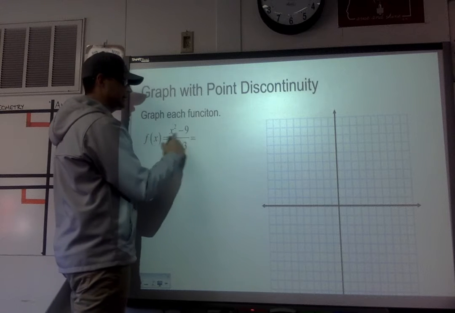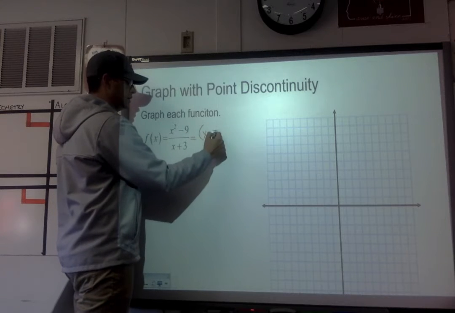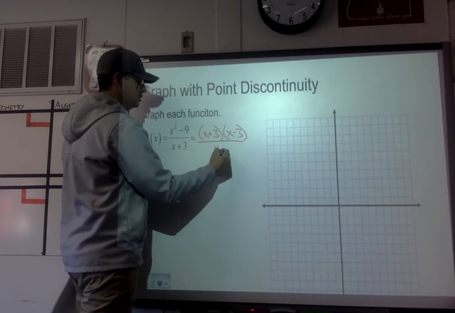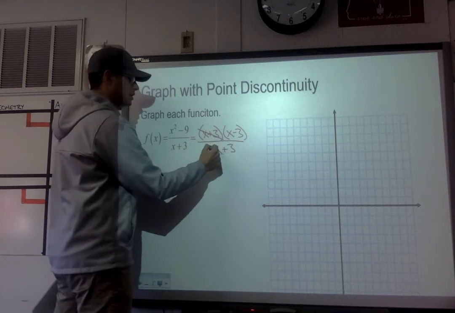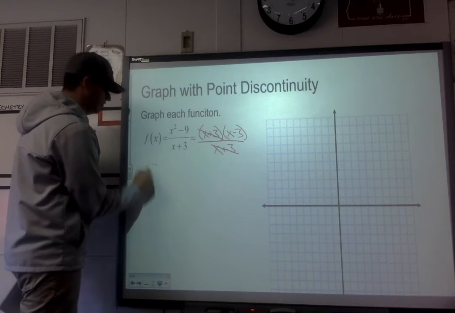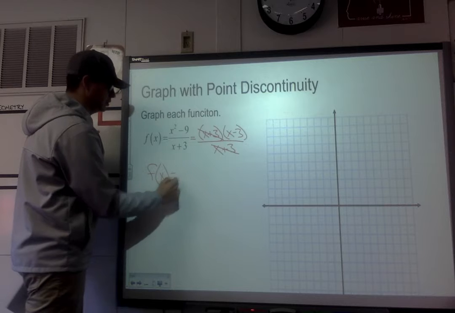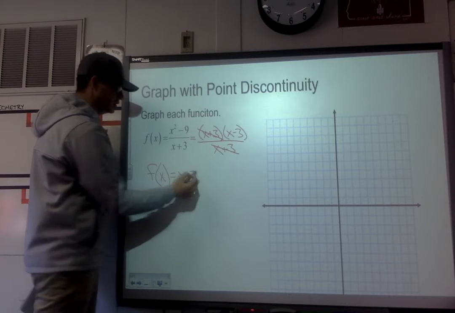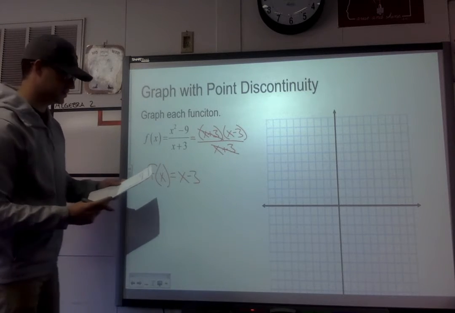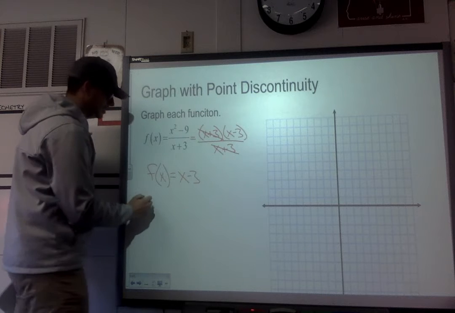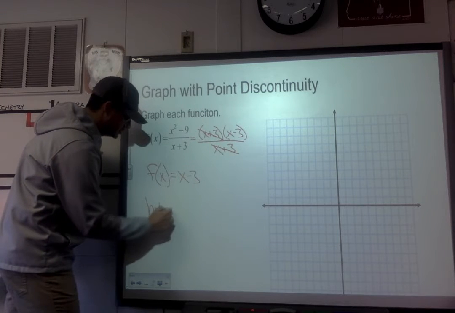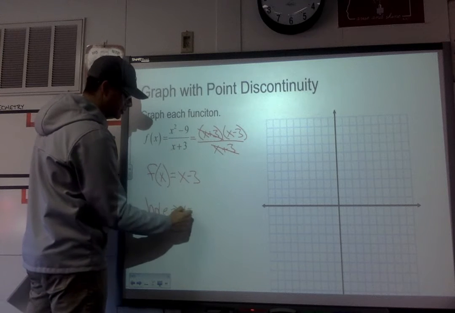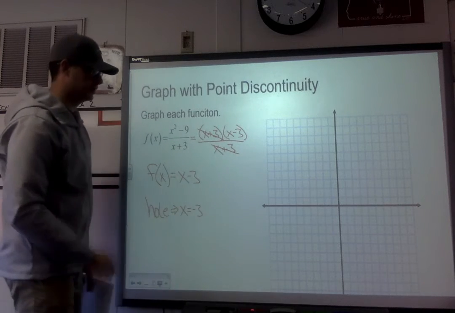So x squared minus 9, difference of squares, would become x plus 3 times x minus 3 over x plus 3. Those cancel. So our function in its simplest form would become f of x equals x minus 3 over 1, or just f of x equals x minus 3. Now, since our x plus 3 canceled, that means we are going to have a hole in our graph at x plus 3 equals 0, or x equals -3.